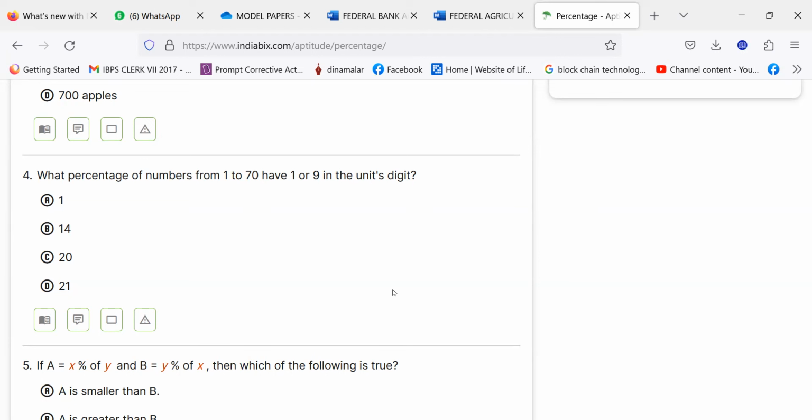Very simple. Here, from 1 to 70, how many numbers have either 1 or 9 in the unit digit? That means if it is 14, the unit digit is 4. Likewise, what are the numbers? 1, 9, 11, 19, 21, 29, 31, 39, 41, 49, 51, 59, 61, 69. That means how many numbers are there? 14 numbers. So percentage means what? 14 divided by 70 into 100 is equal to 20.